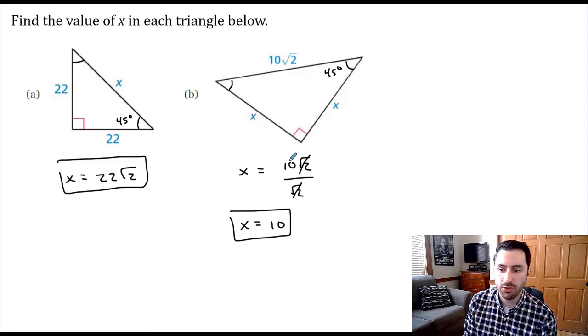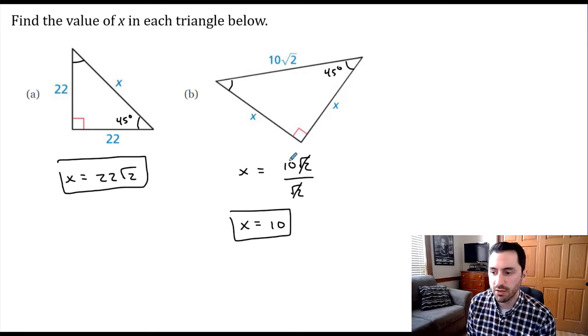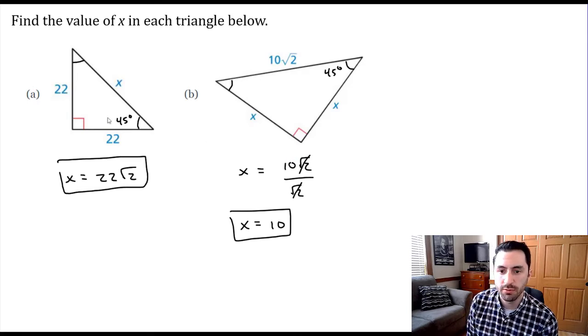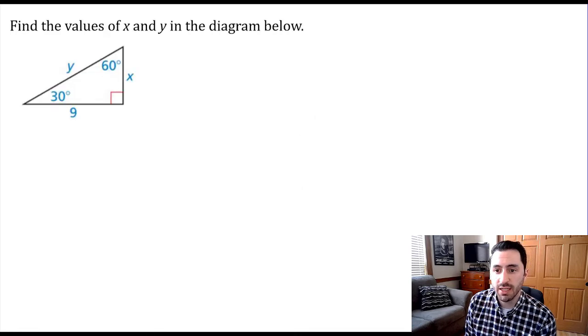As you can see, because of this special ratio of the side lengths, we're able to make pretty quick work of these two examples. All right, let's take a look at my last example. It says find the values of x and y in the diagram. So we have a 30, 60, 90.